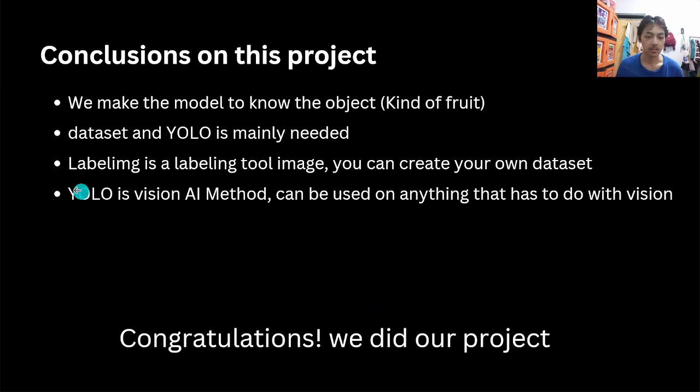And then there's a labeling tool for images. You can create your own dataset, or you can search for a dataset that has been created by someone, maybe on Kaggle or Roboflow. There are a ton of datasets you can use for free. And YOLO is a vision AI method that can be used for anything to do with vision, like object recognition, classification, tracking, and detection.